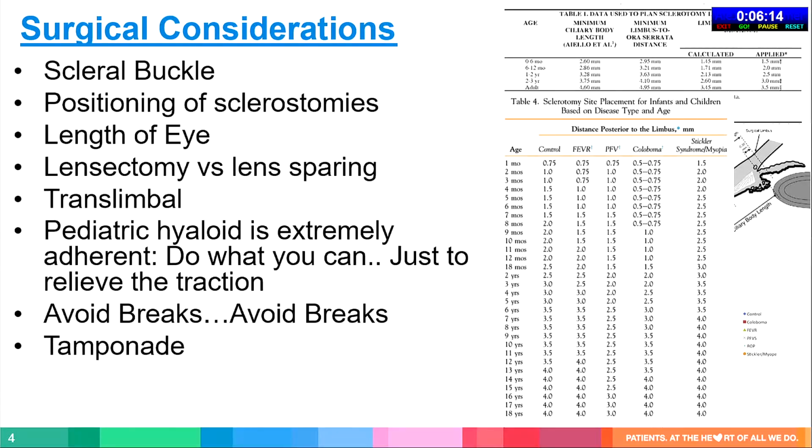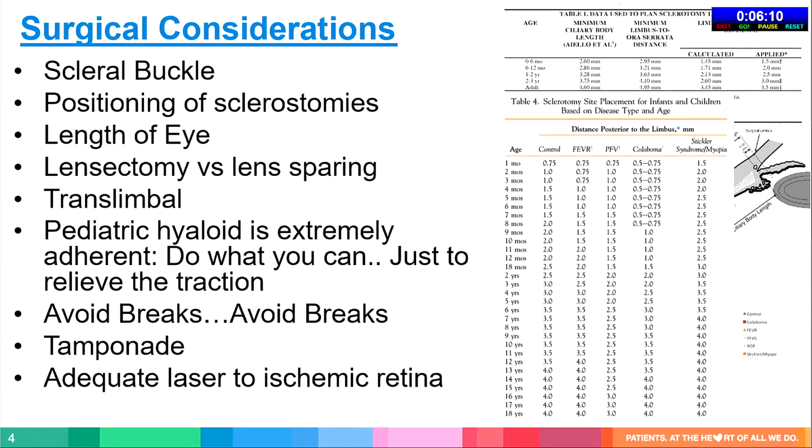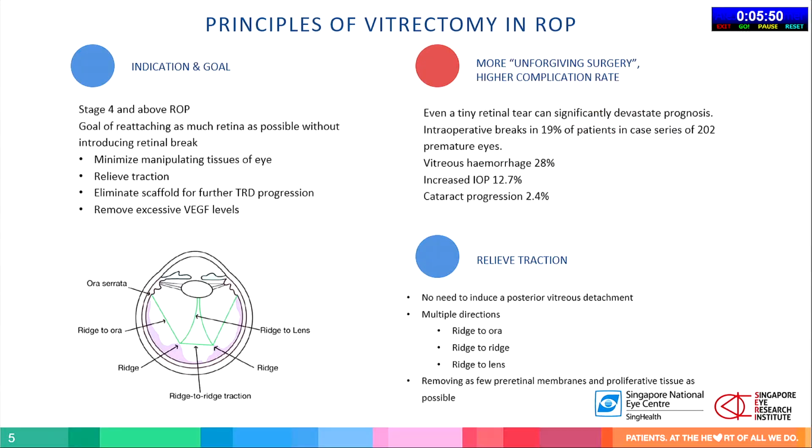You may need to use tamponade if there are breaks, and there are various options available. And you want to make sure you remember what the original pathology was, because often there is ischemic retina. If you don't address the ischemic retina, you've not solved the problem altogether. And my preference is almost always to suture the sclerostomies, no matter how small gauge I do, because I can't expect children to be reliable.